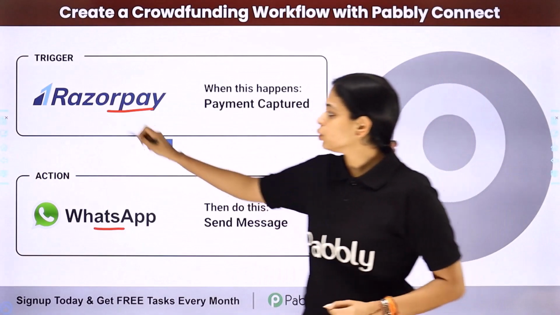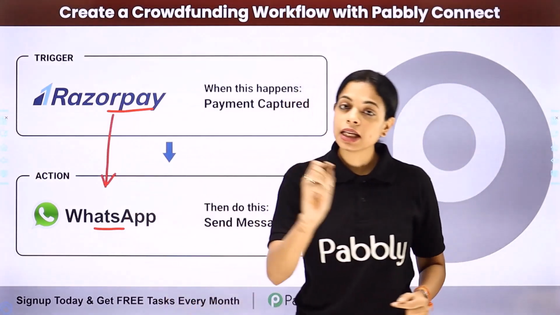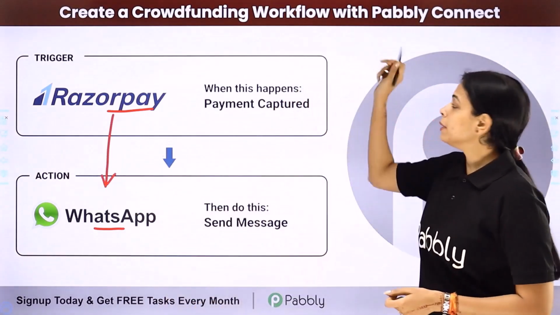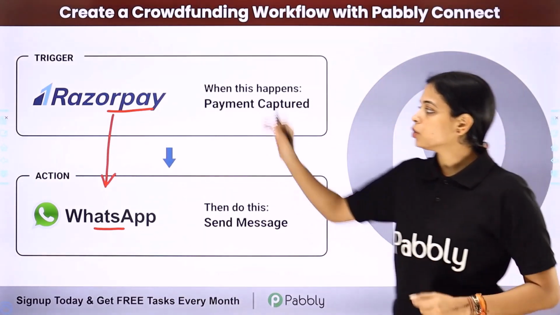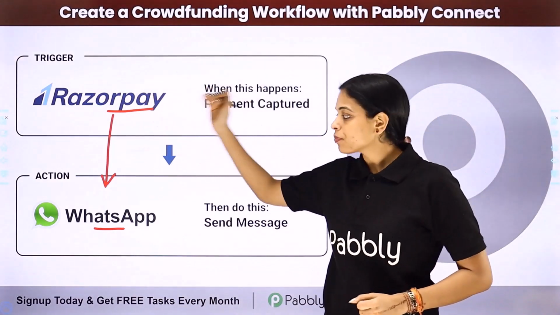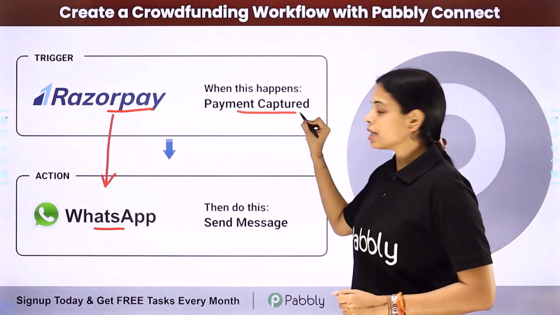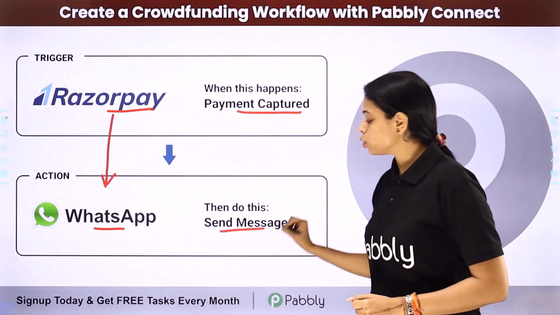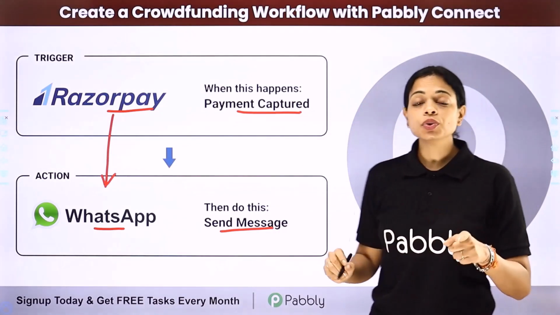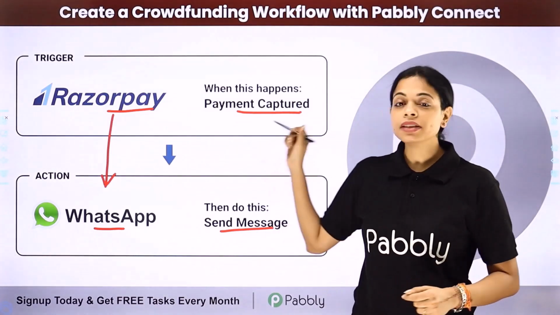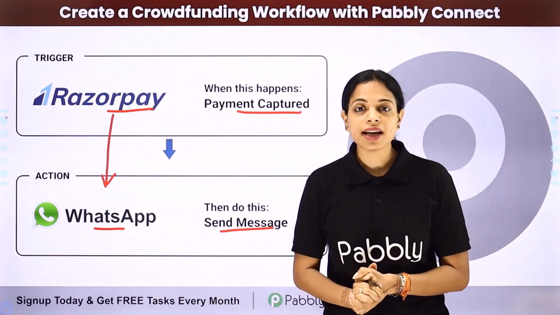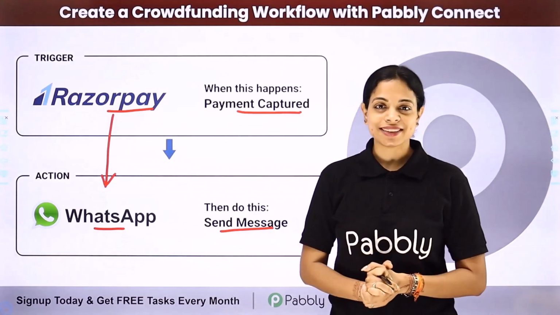Here you will have to integrate the two applications, and the same thing can be done using Pabbly Connect software. Here your trigger application would be Razorpay and your action application would be WhatsApp. So every time a payment has been captured, automatically a message would be sent. Now, how can you do this yourself, integrate and automate this entire process? To understand that, let me take you to my screen.